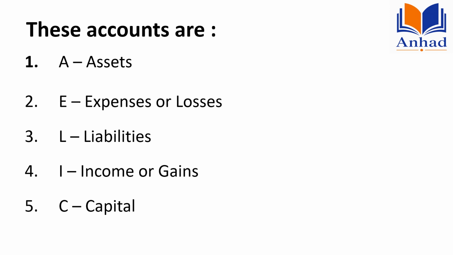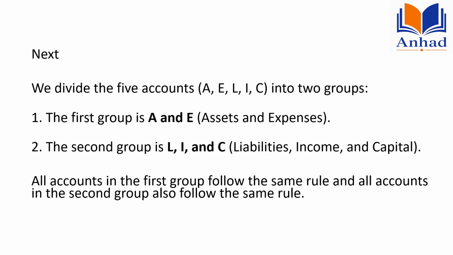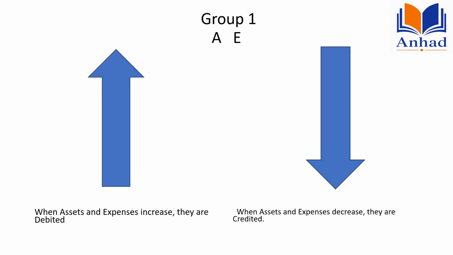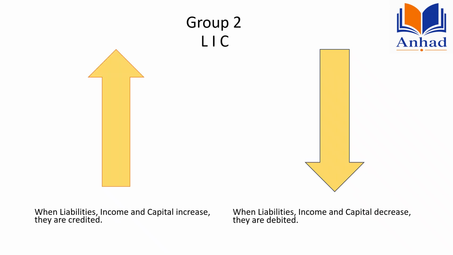Next, we divide the 5 accounts, A, E, L, I, C, into 2 groups. The first group is A and E, assets and expenses. The second group is L, I, and C, liabilities, income and capital. All accounts in the first group follow the same rule, and all accounts in the second group also follow the same rule. Let us now understand these rules for both the groups. The rule for group 1 is that when assets and expenses increase, they are debited, and when assets and expenses decrease, they are credited. The rule for group 2 is that when liabilities, income, and capital increase, they are credited, and when liabilities, income, and capital decrease, they are debited.